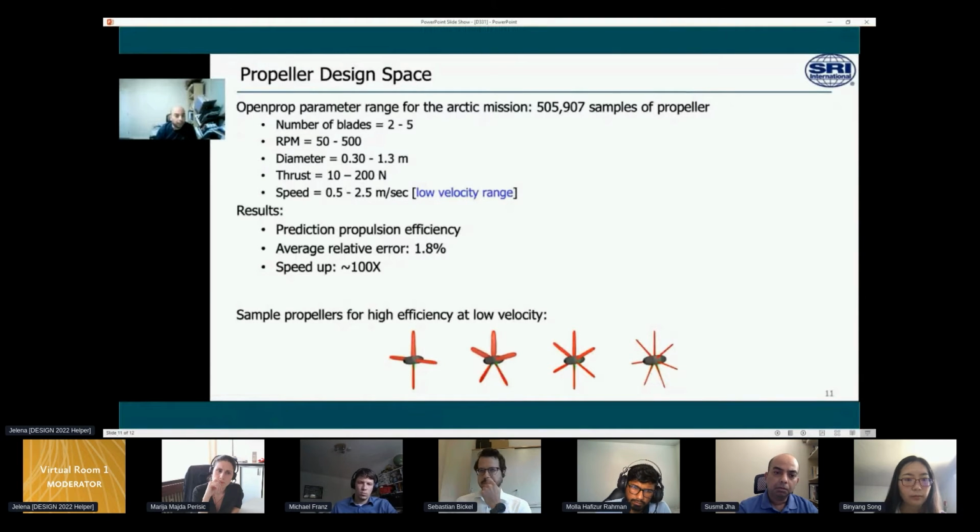And what we have observed is that our approach is able to speed up exploration by a factor of 100x compared to using OpenProp directly, by essentially building a hierarchy of these surrogate models and exploring over that rather than directly interacting with OpenProp. And the relative error that we observe is less than 2%.